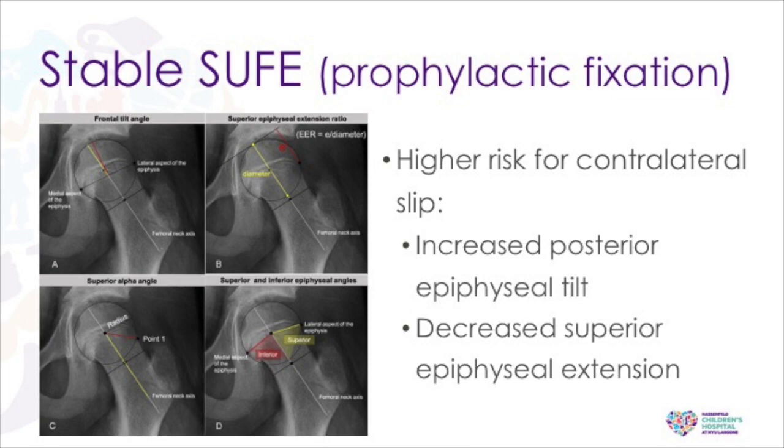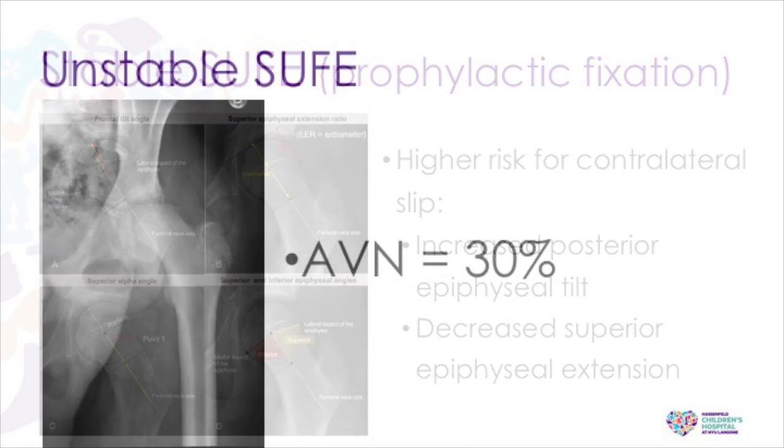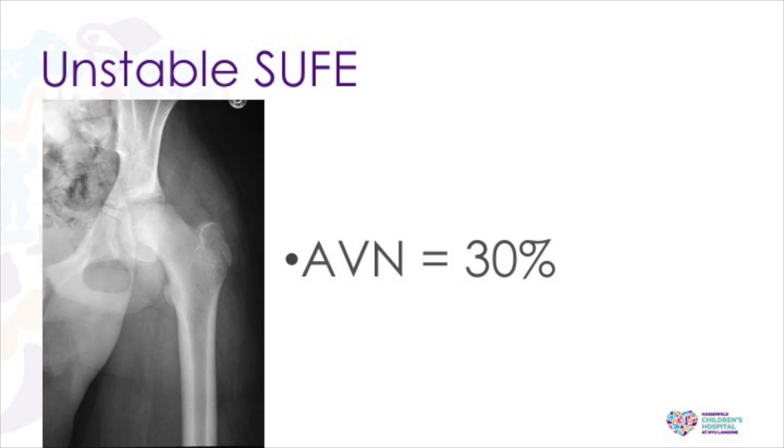Radiographically, there are signs that indicate the patient is at a higher risk for a contralateral slip. These include an increased posterior epiphyseal tilt and a decreased superior epiphyseal extension. Unstable slipped upper femoral epiphysis, again, behaves more like a fracture. Patients present with so much pain that they are unable to ambulate.